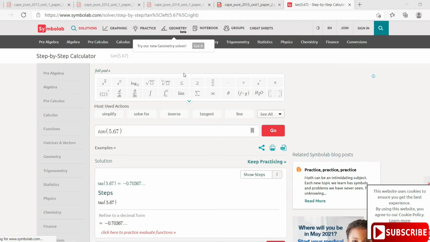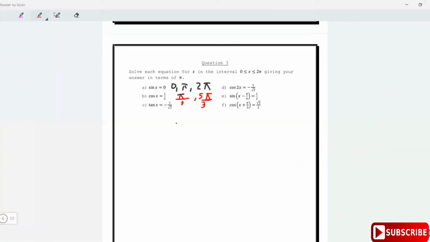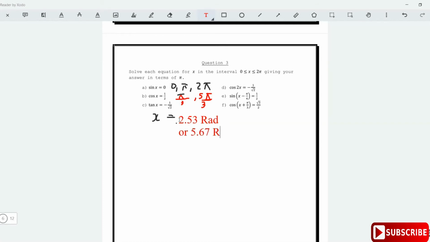All right, moving right along. So the possible answers for part C are x is equal to 2.53 radians, or x is equal to 5.67 radians. That's for part C. Let's look at part D.